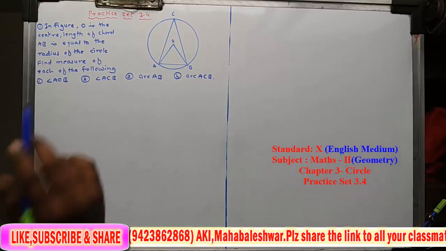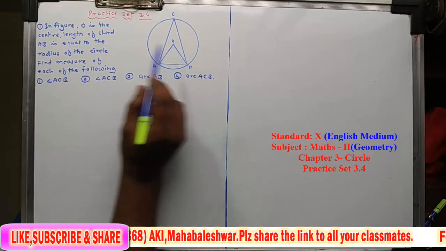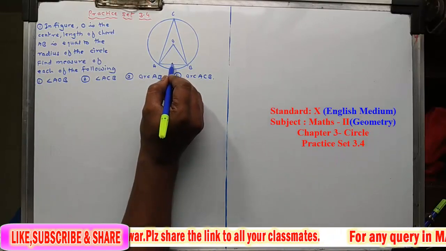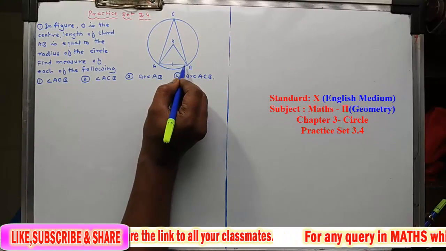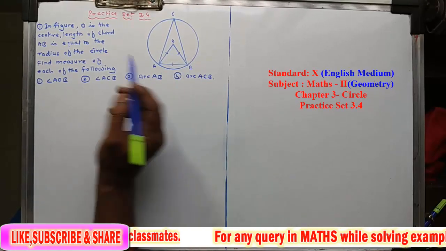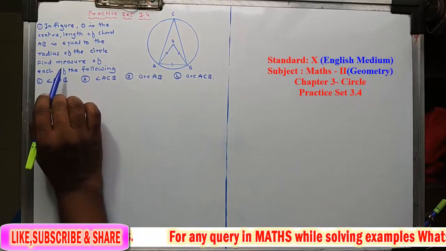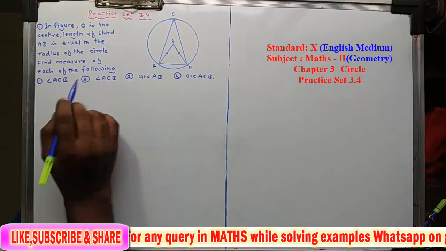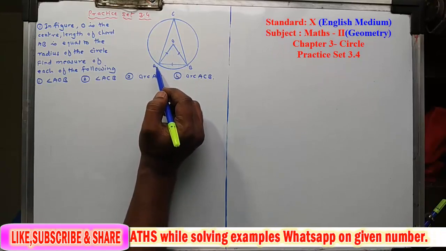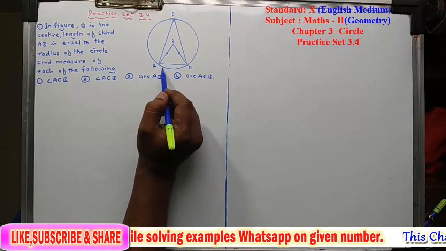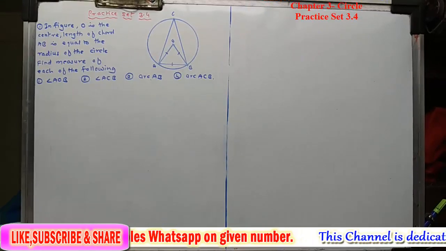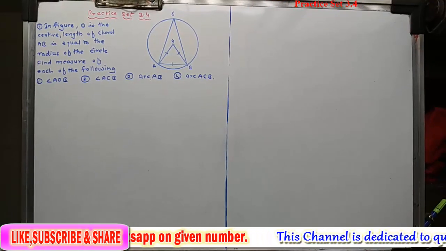The first example: in the figure, O is the center, and the length of chord AB is equal to the radius of the circle. That means segment AB is congruent to radius OA as well as radius OB of the circle. Find the measure of each of the following: first angle AOB, then angle ACB, then measure of arc AB, and arc ACB. A very simple example.